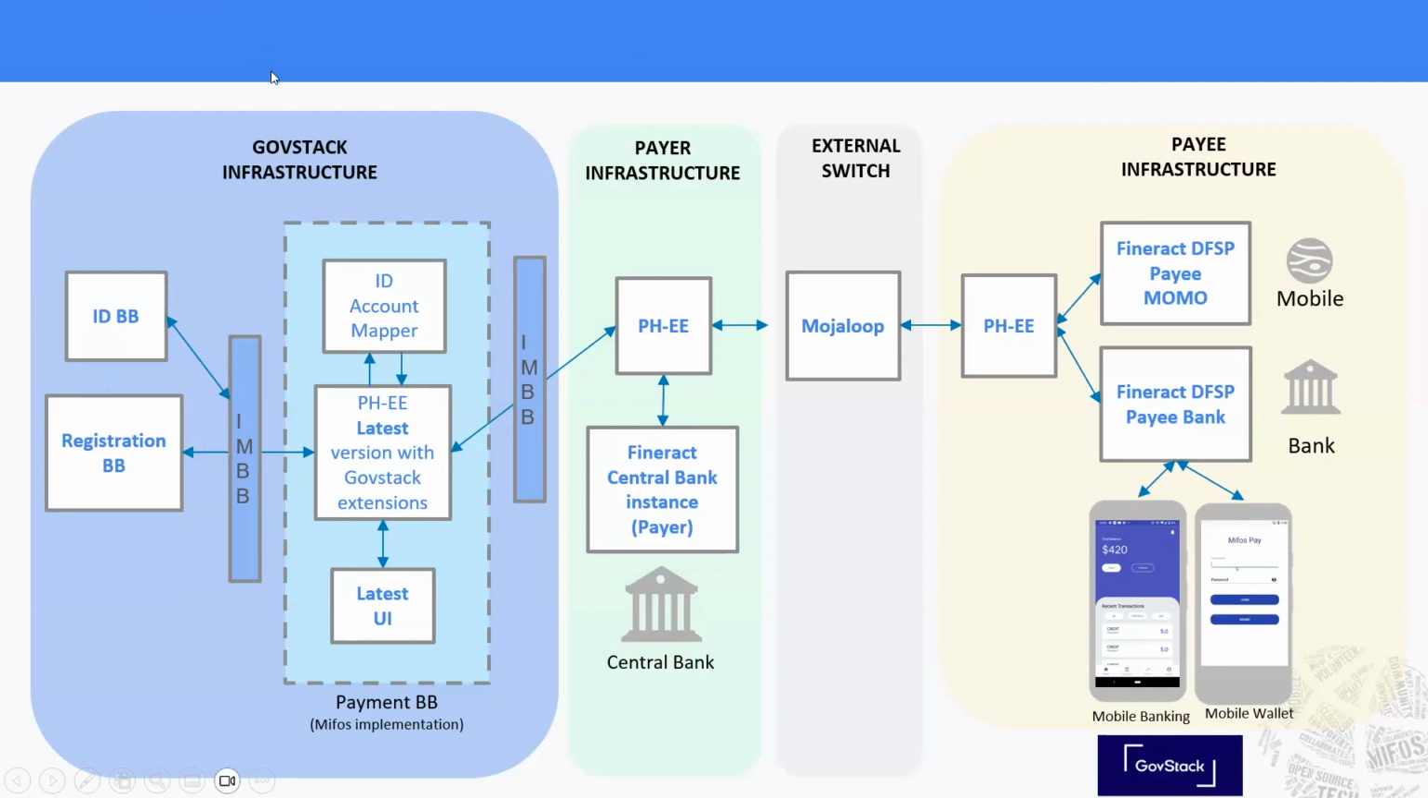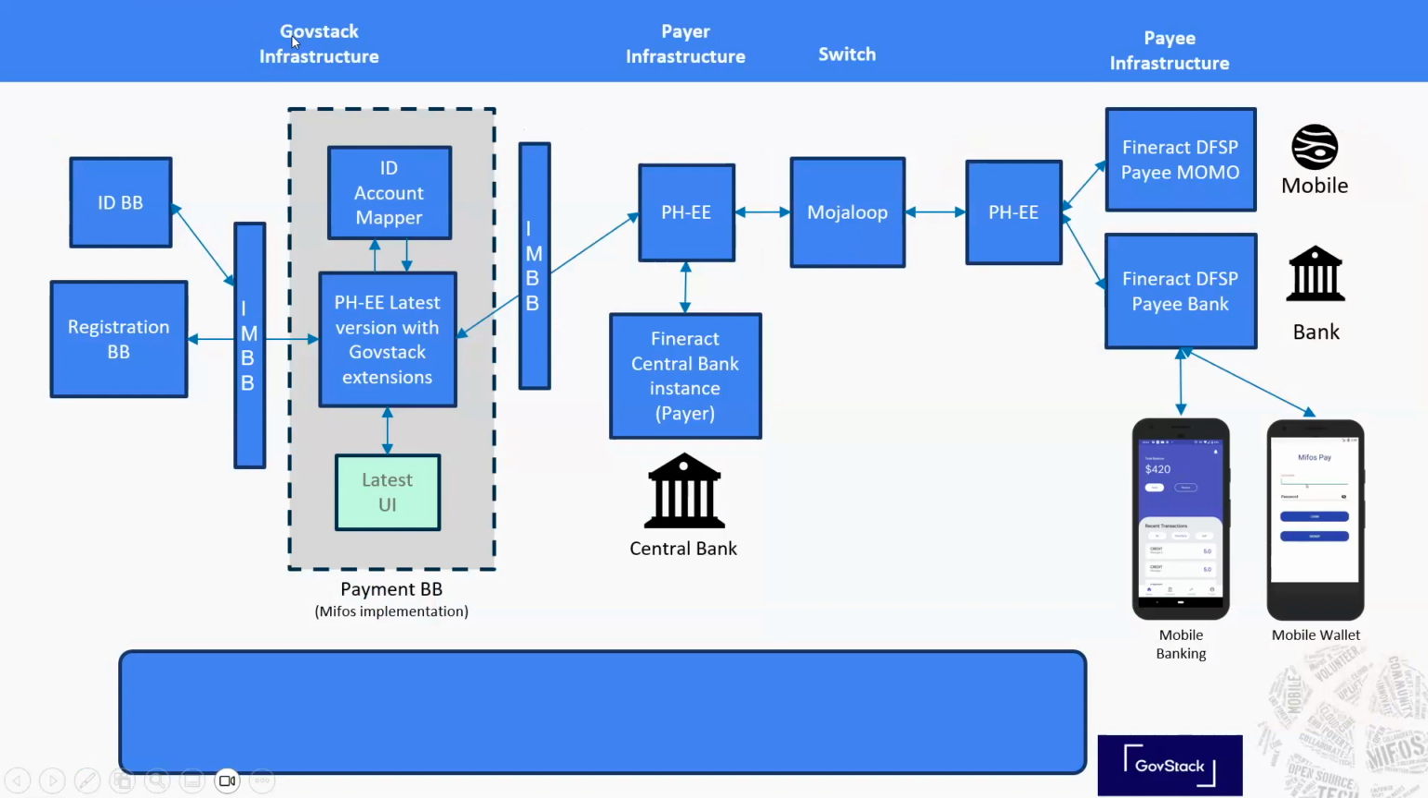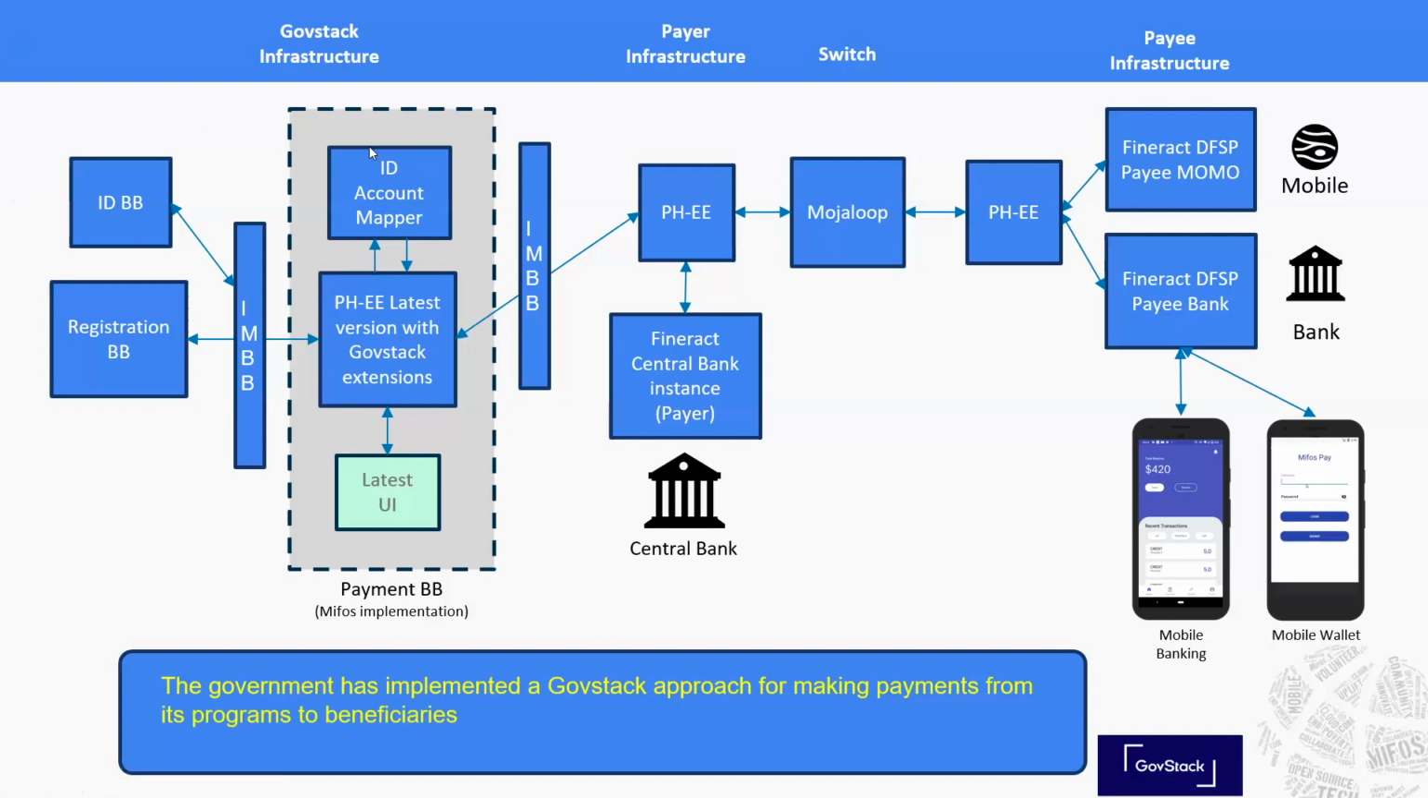So I'll just give you a click through of this. We have the narration over here. Let's say any government has implemented a Govstack approach for making payments from its programs to beneficiaries. As we talked about in yesterday's session as well, and we're talking in the context of G2P right now because it's the larger use case, they have set up a Govstack approach. The Govstack approach is related to various building blocks, each of which performs its own specific function.